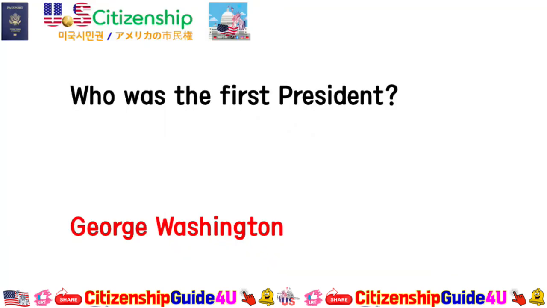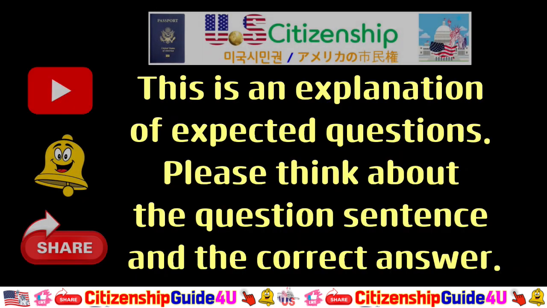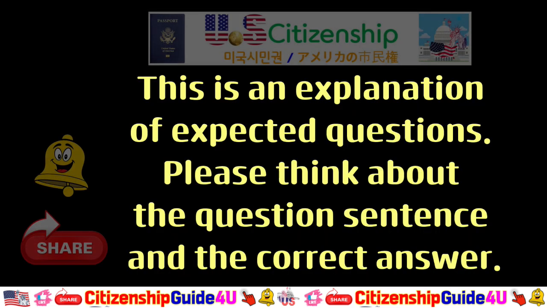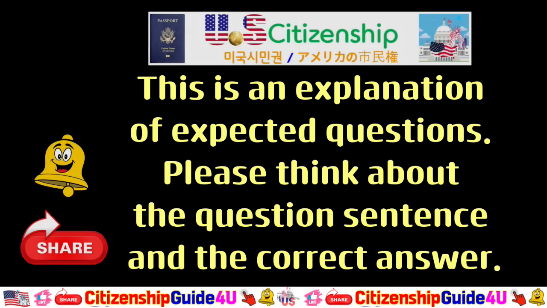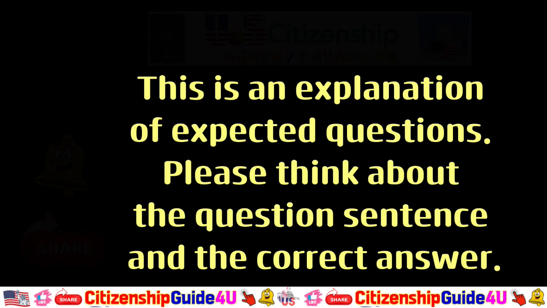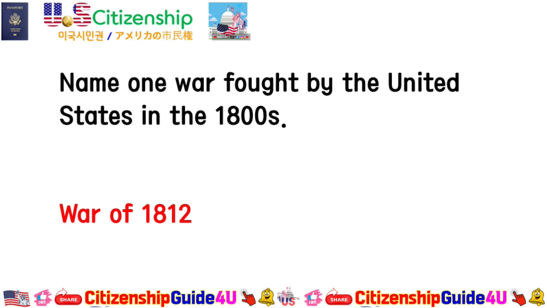George Washington. The United States purchased the territory of Louisiana from France in 1803. What territory did the U.S. buy from France in 1803? Louisiana. The War of 1812, the war with Mexico, the Civil War, and the war with Spain are wars that the United States participated in the 1800s. Name one war fought by the United States in the 1800s.